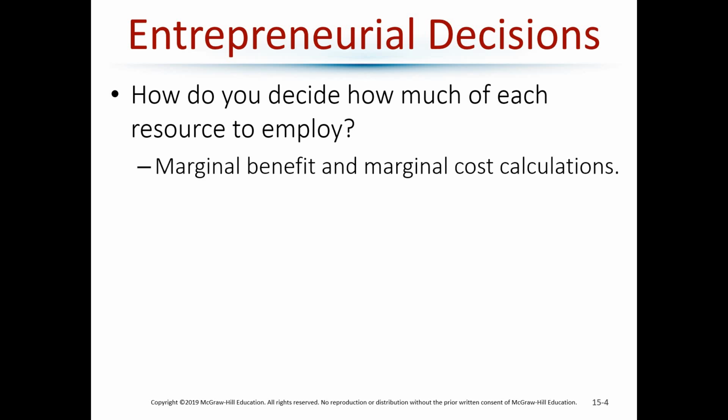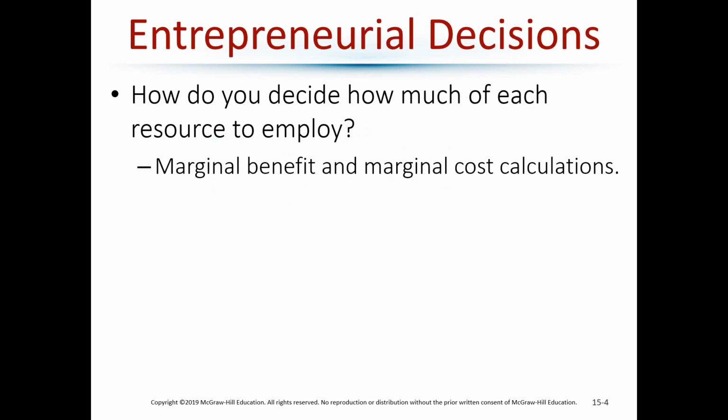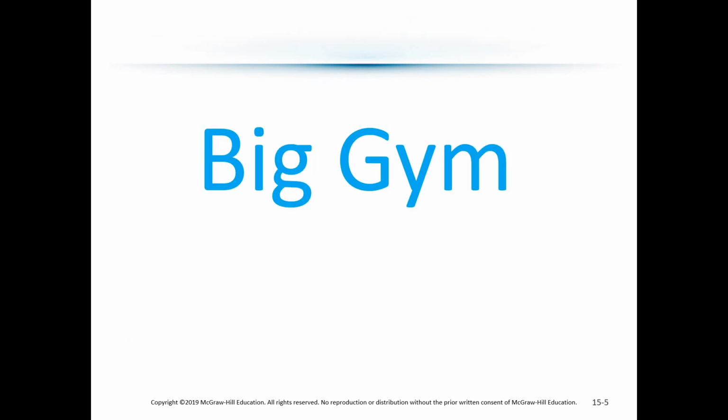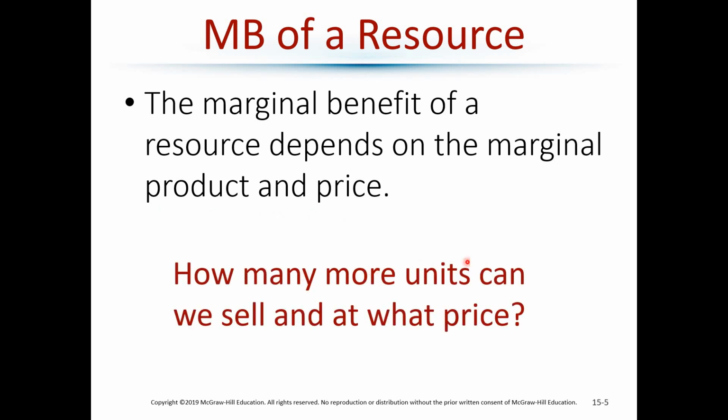So, marginal benefit and cost decisions, right? All right, so the marginal benefit of a resource depends on the marginal product and price, right? How many more units can we sell and at what price?